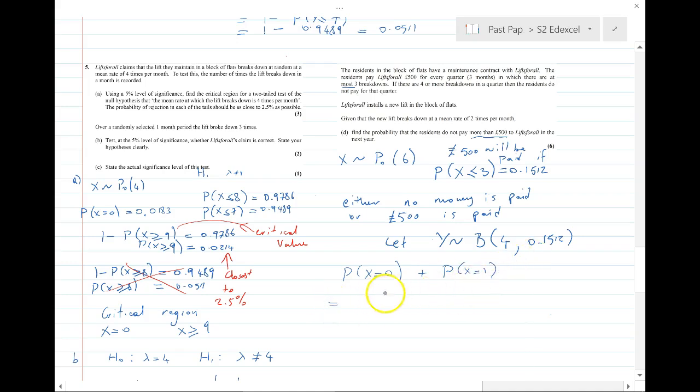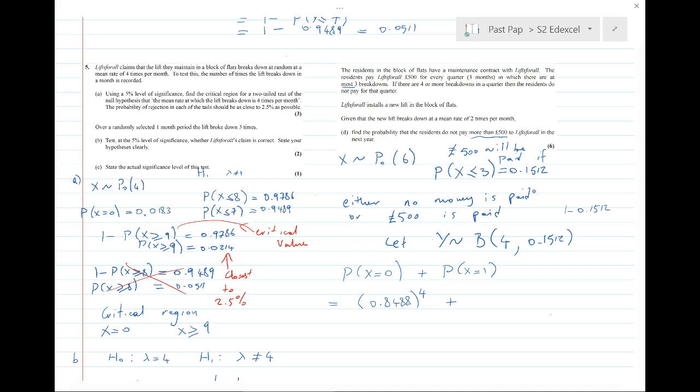So it's binomial. The probability of it never happening is 1 minus 0.1512. That's 0.8488. And that's every month no money is paid, because in every month there have been in fact more than 3 breakdowns during the month, so it's never happened. Or that in 1 month only that there's more than 3, and this happens. Oh, sorry, there's less than 3. So only 1 month it happens that there is less than or equal to 3.